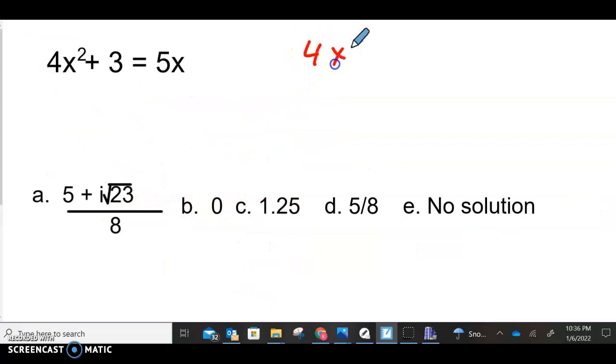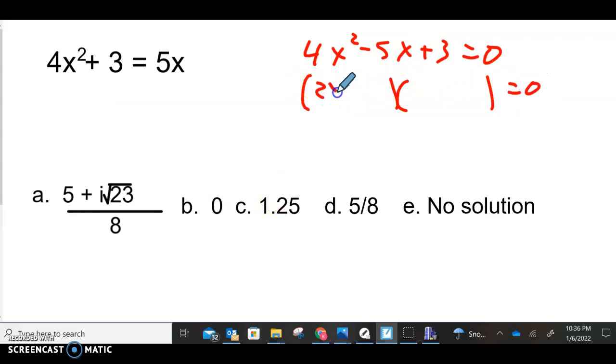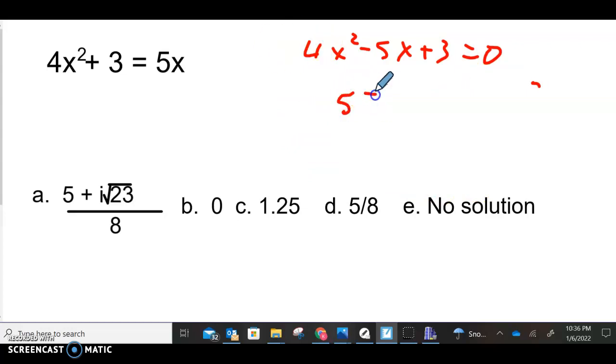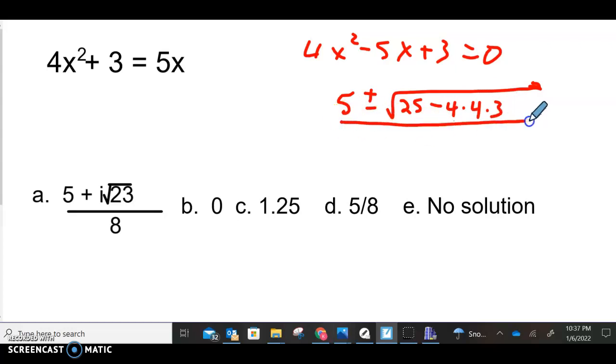Okay, here we have 4x squared minus 5x plus 3 equals 0, I guess, right? We'll just subtract the 5x. There we go. Let me see if this factors. 2x, 3 and 1. That gives me, nope, maybe 4x and x. That gives me 12, nope. 3 and 1. Okay, doesn't look like this factors, so I'm just going to use the quadratic formula. Opposite of b plus or minus the square root of b squared minus 4 times a times c all over 2a.